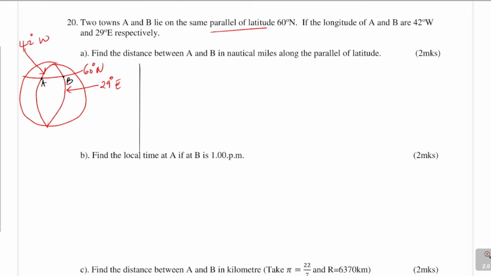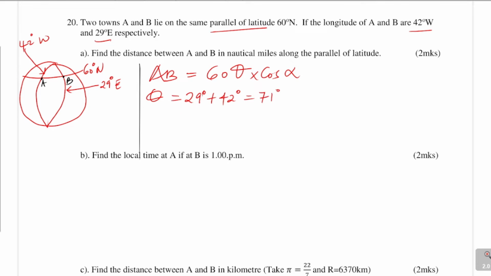So how do you get that distance in nautical miles? Distance along the parallel of latitude, AB, is given by 60 multiplied by theta times the cosine of alpha, where theta is the longitude difference. So one place is 42 degrees west, the other one is 29 degrees east. So to get the longitude difference, you simply add. So 29 plus 42 degrees, that gives 71 degrees. Then alpha is the latitude angle.